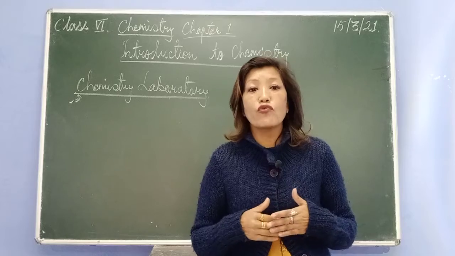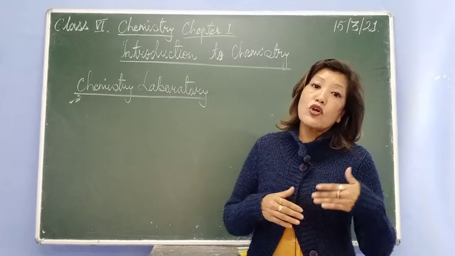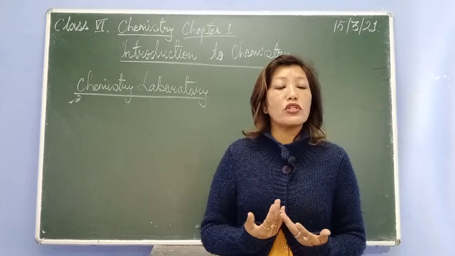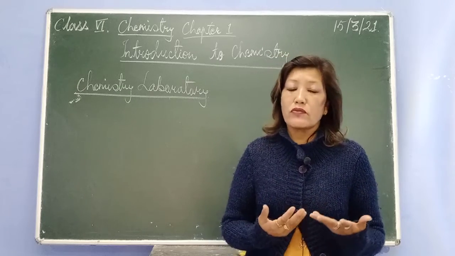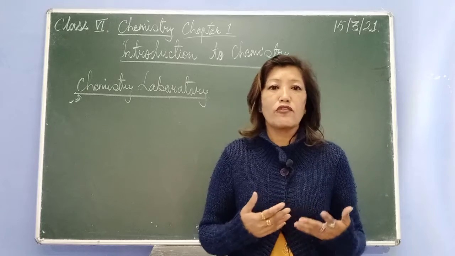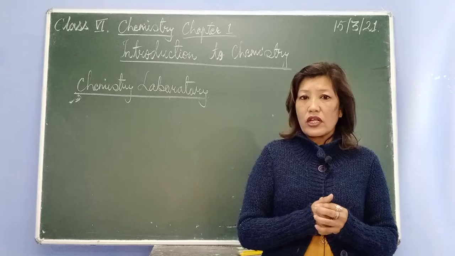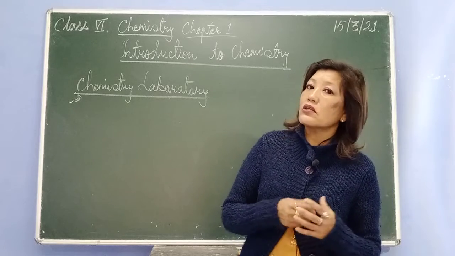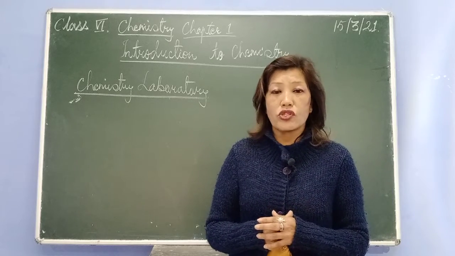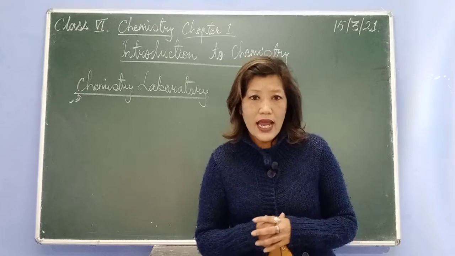So you need to be very careful while working in the chemistry lab, because whichever experiments you need to do, you need to use some of the chemicals, some of the concentrated acids like sulfuric acids, nitric acids, which are chemicals only. So what are the general instructions, general rules that you need to follow in the chemistry lab?